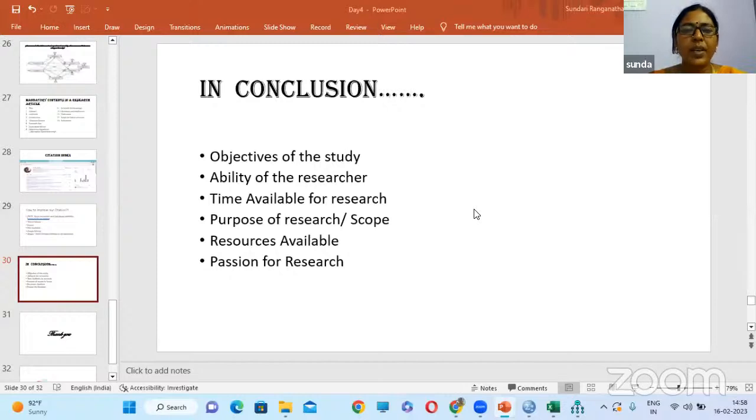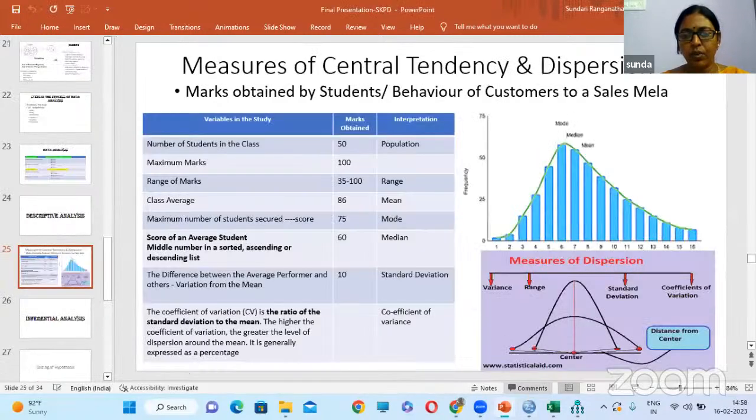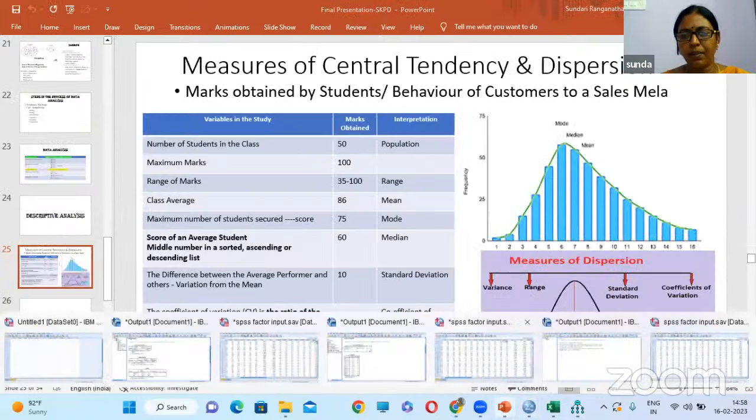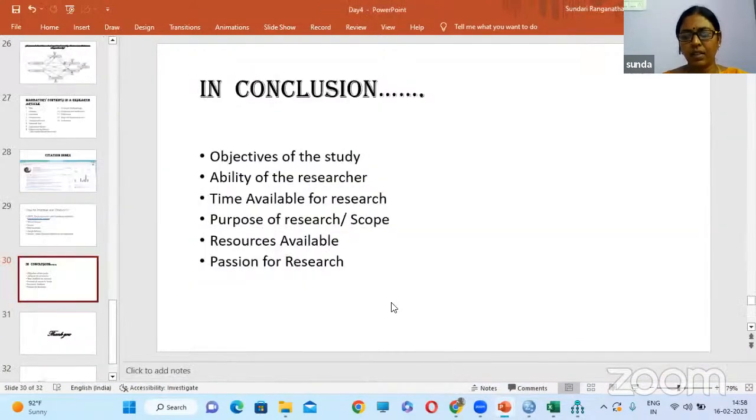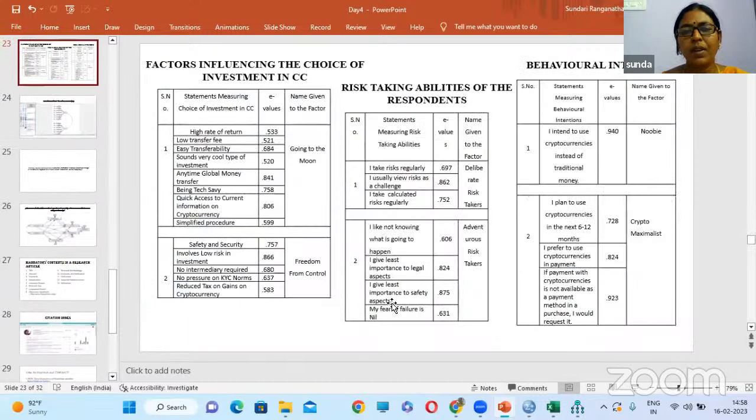You should know why you are applying any statistical tool in your study. The why aspect of using any statistical tool, how it is applied, and what the inference is. When we are presenting our thesis, there should be some reason or purpose for mentioning each and every variable or statement. You should know why you are giving these values, what the meaning of these values is, and why you named this particular factor like this.